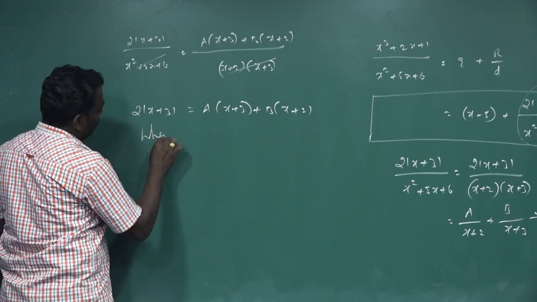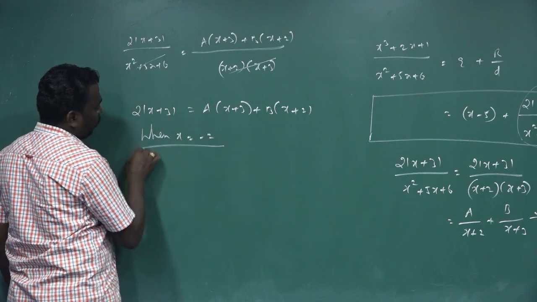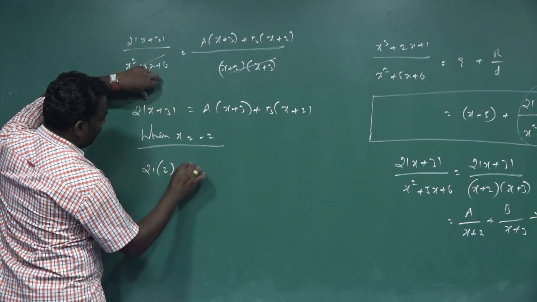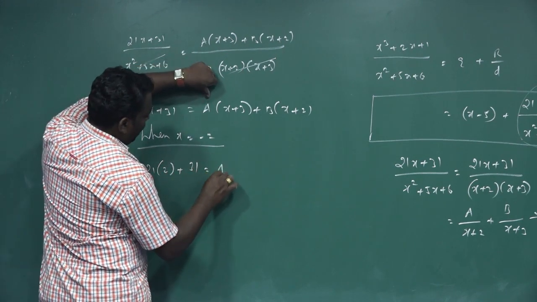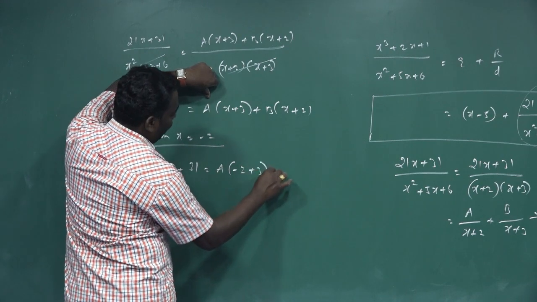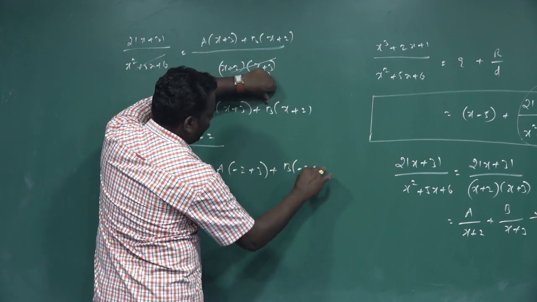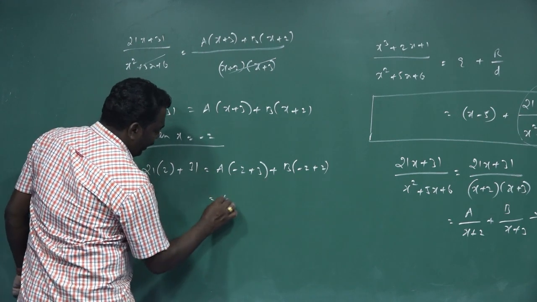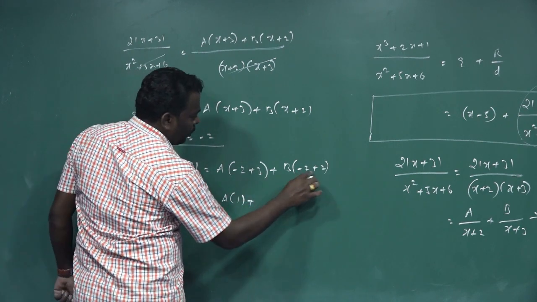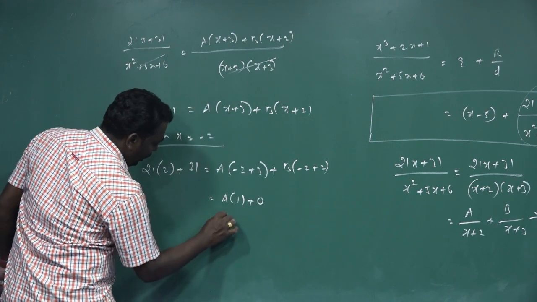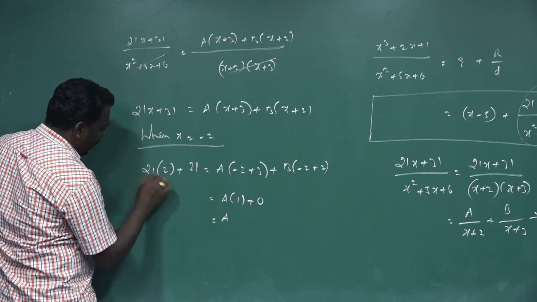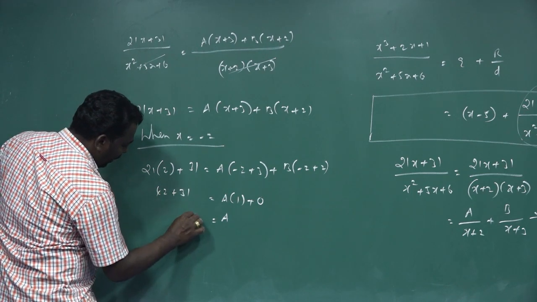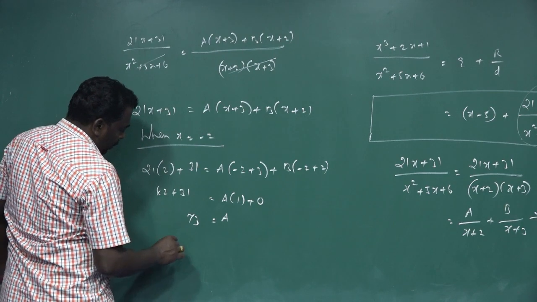First, put x equal to minus 2. Therefore 21 into (minus 2) plus 31 equals A(minus 2 plus 3) plus B(minus 2 plus 2). Therefore, minus 2 plus 3 is 1, so A into 1, and minus 2 plus 2 cancels to 0, which gives A. Now multiply 21 into 2, that is 42, so minus 42 plus 31, and adding the values gives A equal to minus 11.